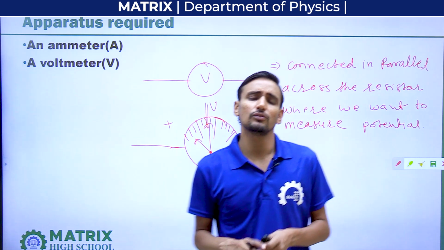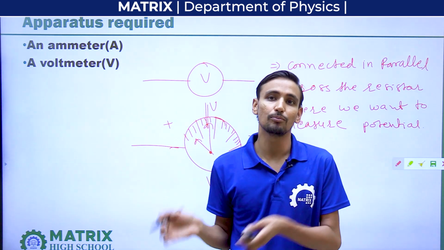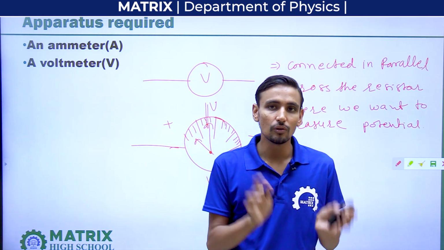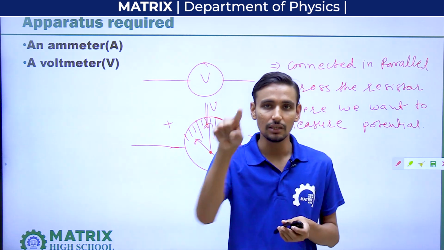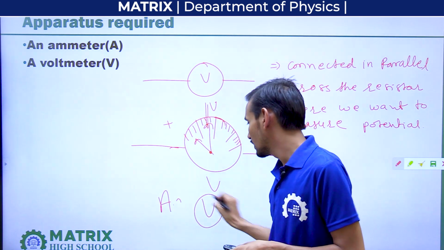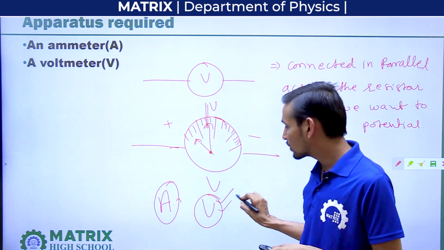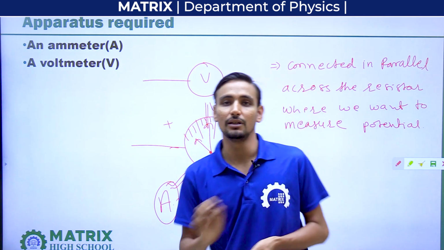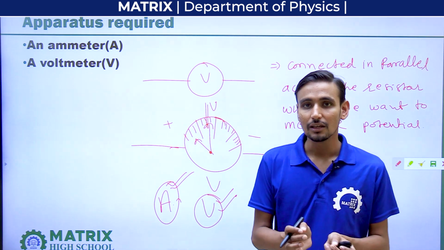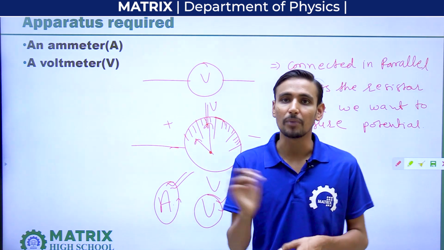You have seen these both meters on wells or borewells at your farm. There are two meters, one is V and one is A. V denotes the voltmeter and A denotes the ammeter. The ammeter is connected in series and the voltmeter is connected in parallel.